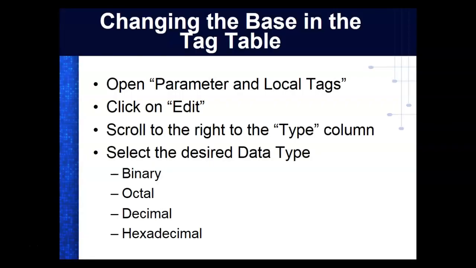To change the base in the tag table, you would go to what? Parameter local tags, or you can go to controller tags. I need to make sure I put that in. And then select the data type as what? Binary, octal, or hexadecimal. Everybody okay?